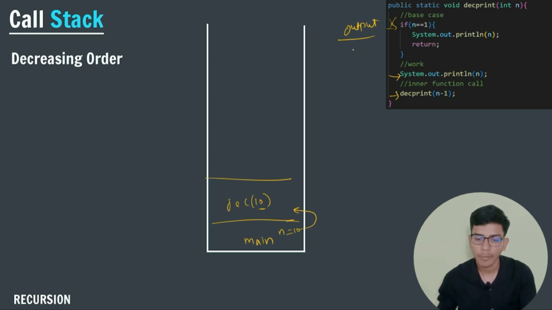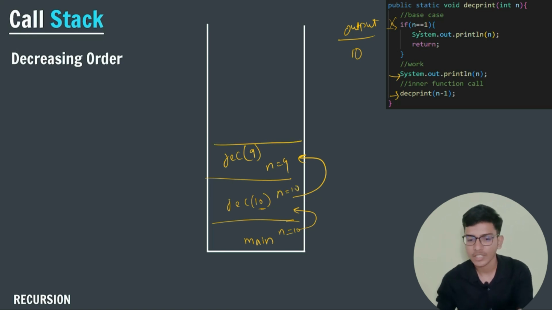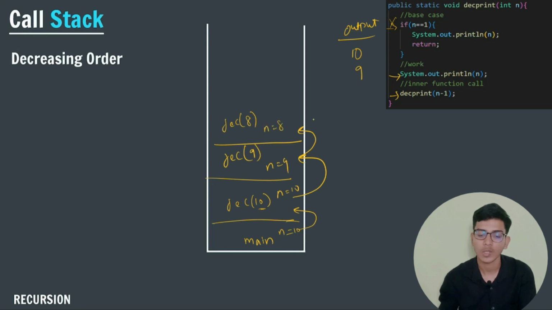So I am printing the value of 10. After that I am calling my dec of n minus 1, that is 9. Now n is equal to 9. Okay, this is my dec now. So I am checking if n is equal to 1. No, n is not equal to 1. Then I am going to print the value of 9. After that I will call for 8. So my dec will become n minus 1, that is 8 now. So n is equal to 8 now, right? And again I am checking if my n is equal to 1.